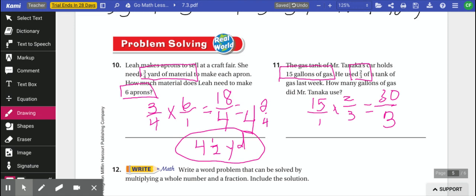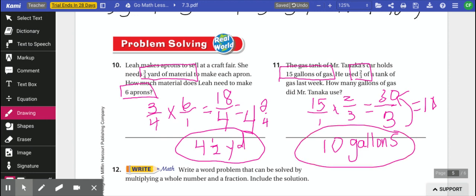I can leave it like that, but 3 does go into 30 10 times. So Mr. Tanaka used 10 gallons of gas. That's my best and final answer.